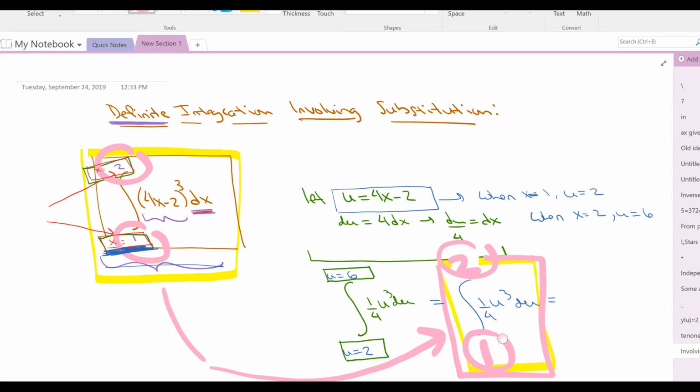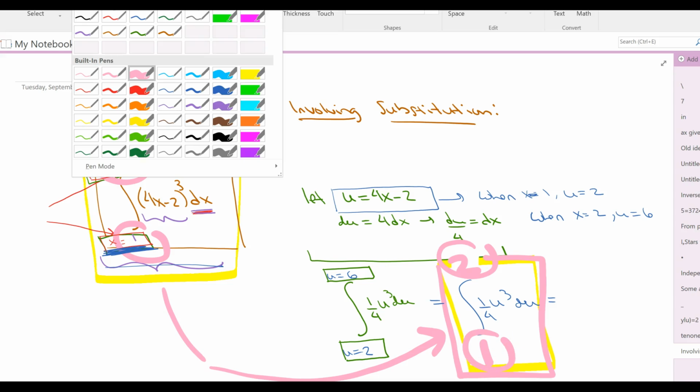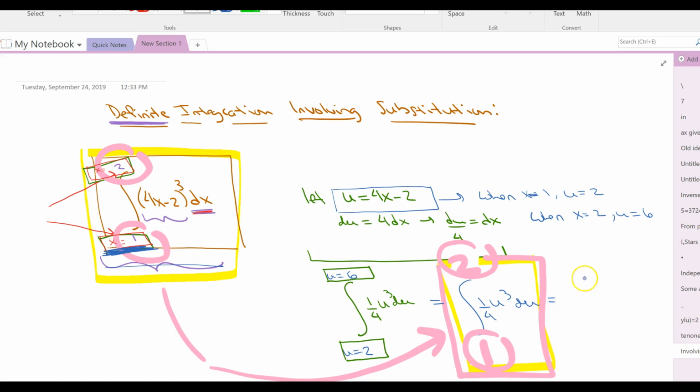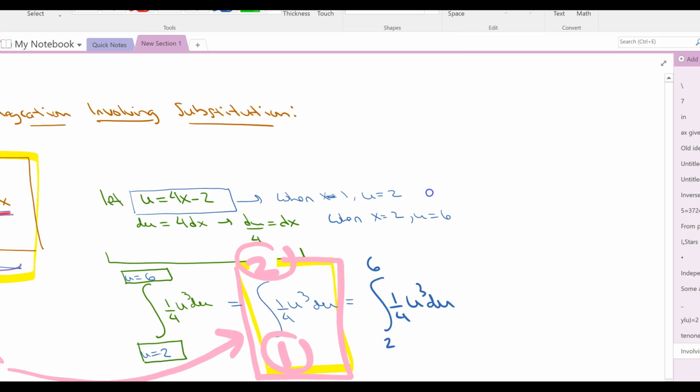That is the single most common mistake. Let me get this corrected. So once again, this should be, did I say 2 to 6? Yes, 2 to 6 of 1/4 u cubed du. Okay? And of course now I'm just going to evaluate this definite integral.